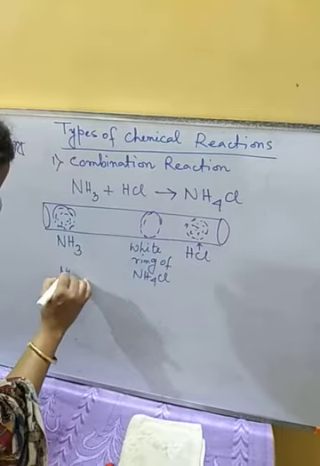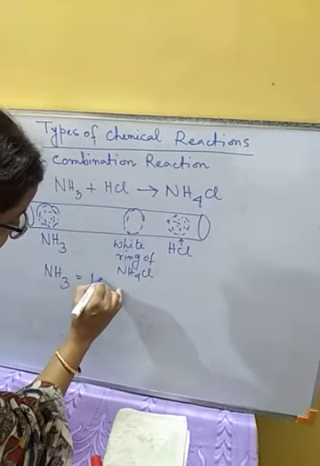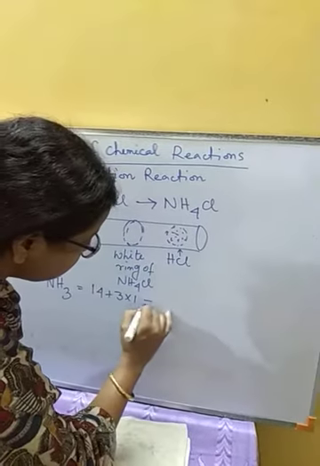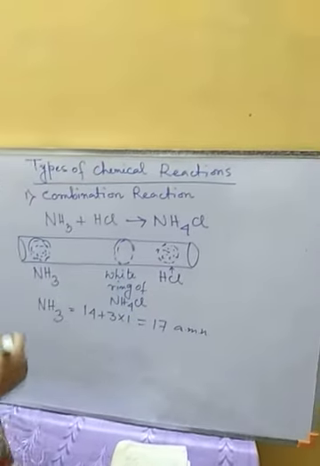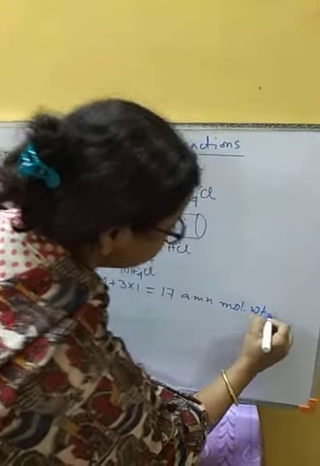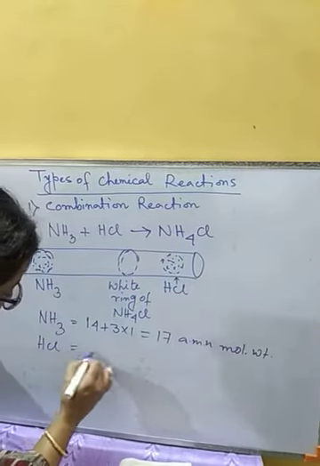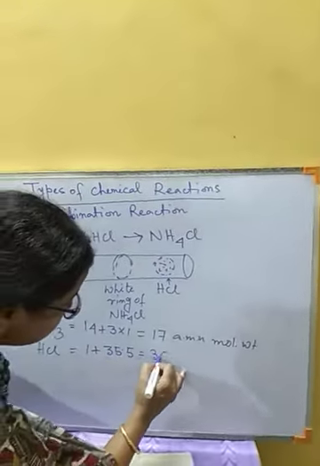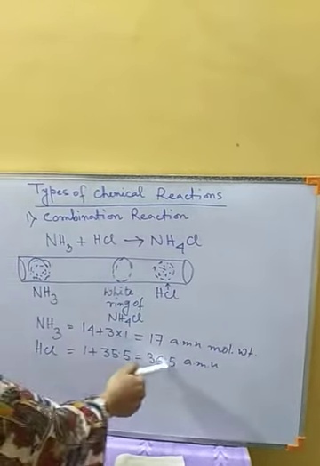See, if we calculate for ammonia, the molecular weight will be, for nitrogen it is 14, and for 3 hydrogens it is 3 into 1. So that means it is 17 AMU. This is the molecular weight of ammonia. The same for HCl will be, hydrogen 1 and chlorine 35.5. So total this is 36.5 AMU. This is the molecular weight of HCl.